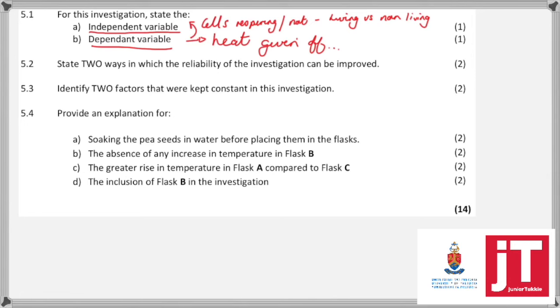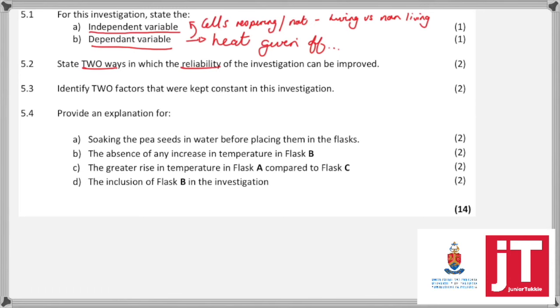Flask C, it did increase, but not as much as A. And this was because A had the added benefit of those microorganisms. It was not sterilized. Those pea seeds were not sterilized. Okay, so there are my variables. The independent variable here would be whether or not the cells respire or not, or those seeds respire or not. Dependent variable, heat given off. So this is what I'm actually physically measuring.